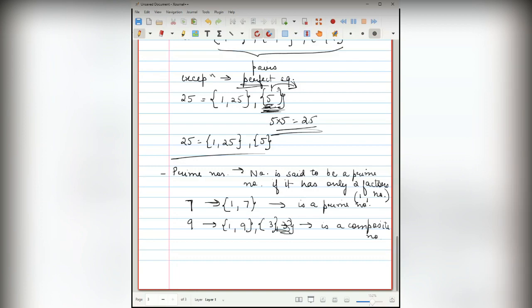Okay, so there is one exception here: 1. There is only one factor to this. There is no other factor. So this is neither prime nor composite. So the rule for a number to be a prime number is that there should be two factors, not less, not more. And those two factors should be 1 and the number itself. That's all.